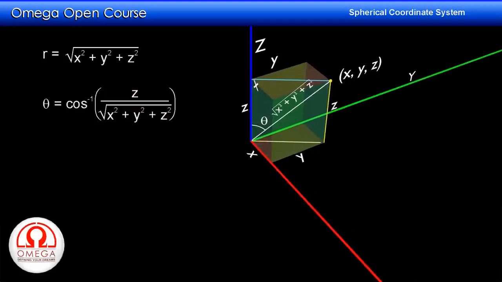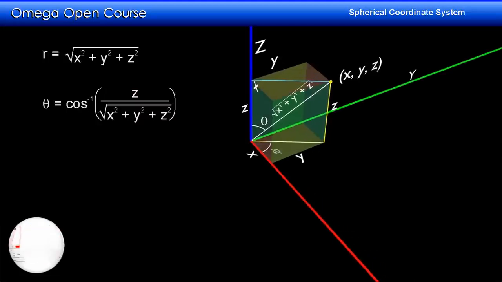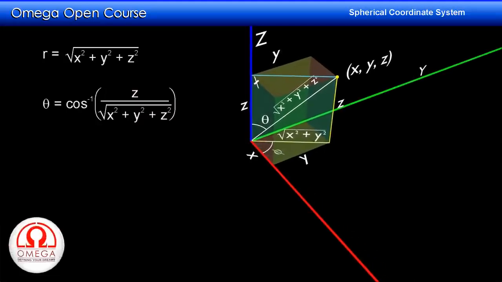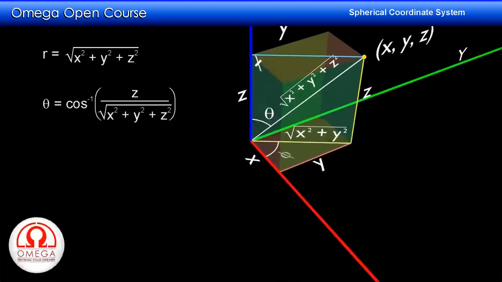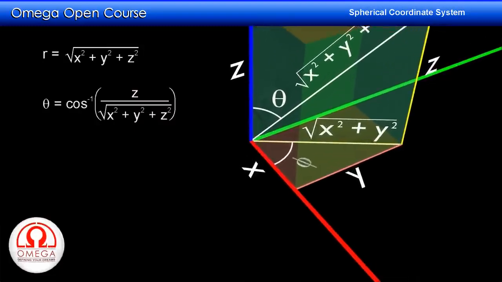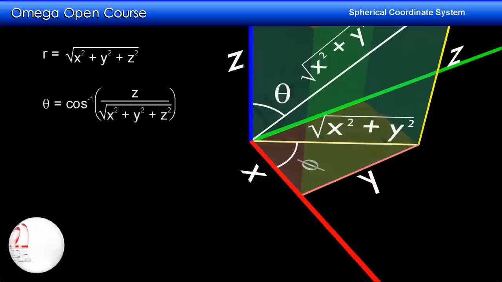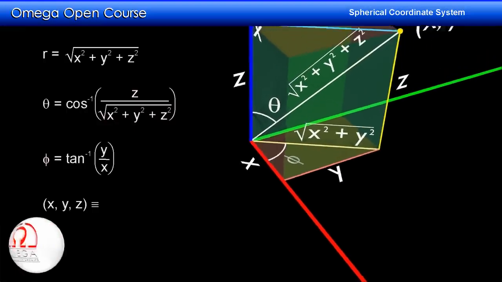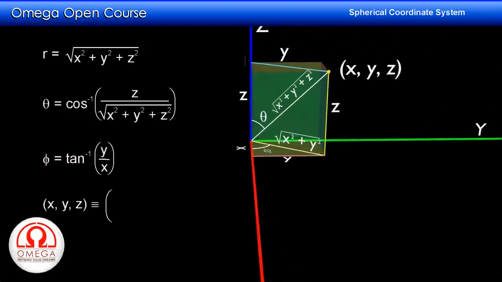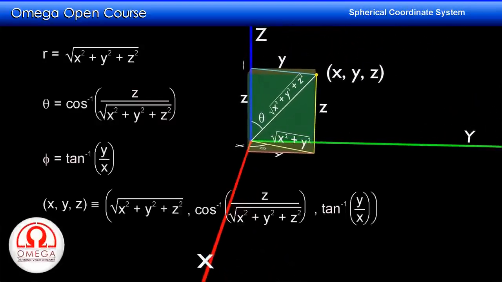Now draw a perpendicular from the point to xy plane and join the foot with the origin. The azimuth angle is the angle this line makes with the x-axis. The length of the perpendicular to the x-axis from the foot of the perpendicular on xy plane is y. From trigonometry, we know that phi is tan inverse y by x. Therefore, the azimuth angle is tan inverse y by x. Hence, the Cartesian coordinates x, y, z has spherical coordinates root under x square plus y square plus z square, cos inverse of z by root under x square plus y square plus z square, tan inverse y by x.